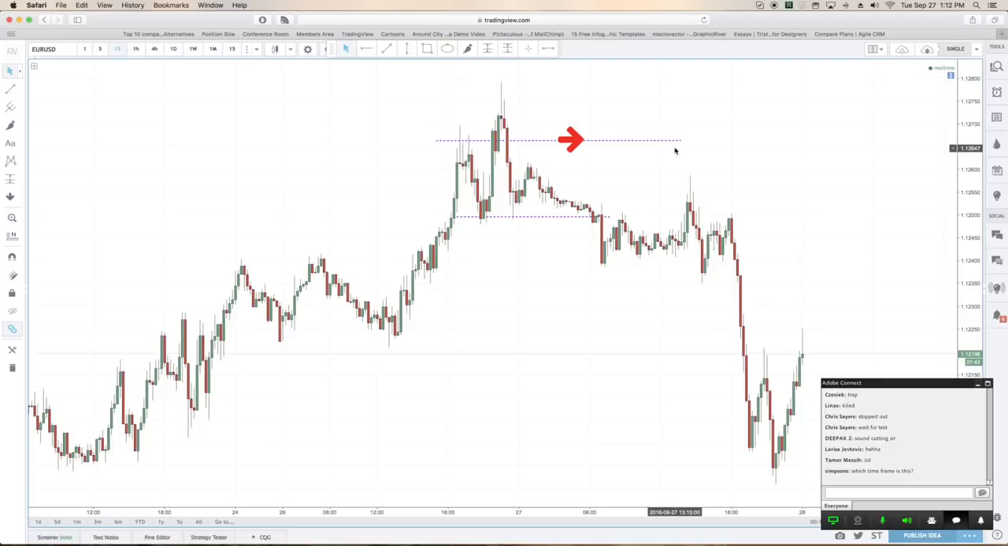Which time frame is this? Let me open this up here. This is on the 15-minute chart that I'm looking at. You guys can see it on the left now, on the 15-minute time frame.